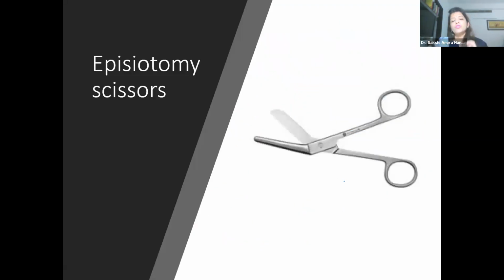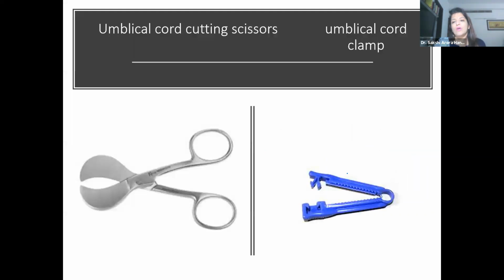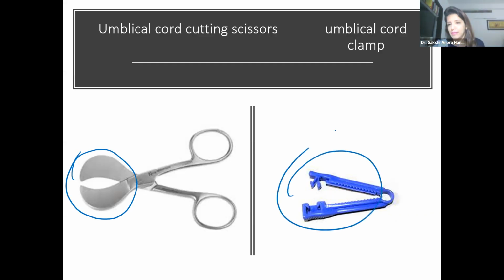Now, the instrument which you use to make the episiotomy is an episiotomy scissor. In an episiotomy scissor, you are going to see that there will be an angle over here, right? And this will have blunt edges. This will not have sharp edges. So it's very easy to recognize an episiotomy scissor. Another scissor which you have to recognize is the umbilical cord cutting scissor. This is a spoon-shaped scissor like this. Very typical image. You can never forget it if you've seen it once. And this over here is an umbilical cord clamp, right?